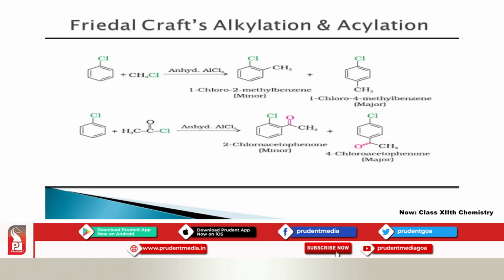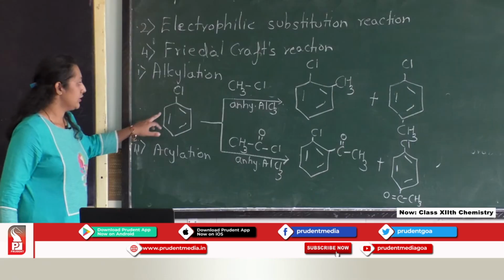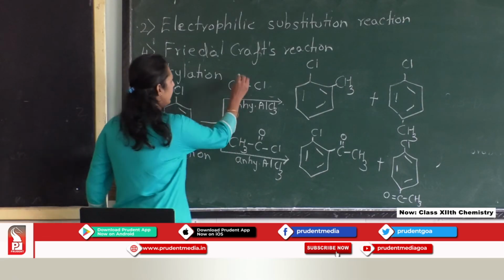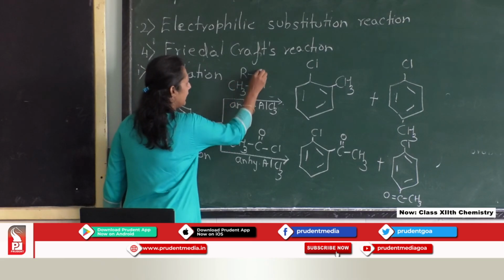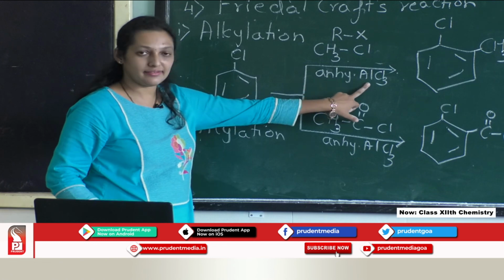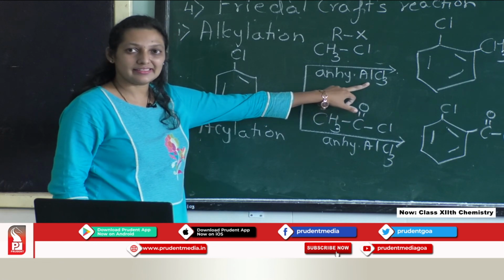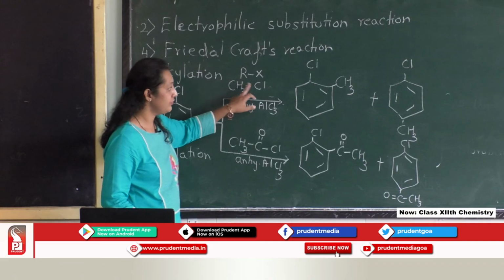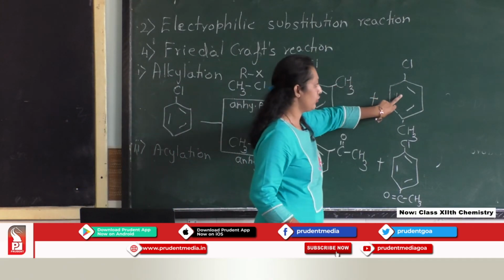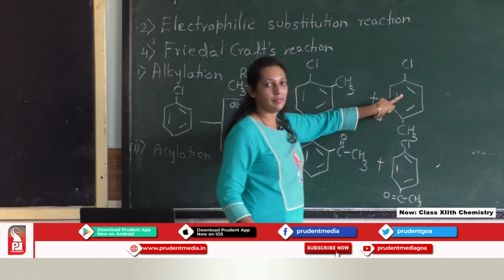The fourth one is Friedel-Crafts reaction. Under the Friedel-Crafts reaction, we have two types. One is the Friedel-Crafts alkylation and second one is the Friedel-Crafts acylation. Now, chlorobenzene, when treated with the alkyl halide, any alkyl halide you can take, or even we can write as RX also. So, here I have taken the methyl chloride in presence of anhydrous AlCl3 that acts as a Lewis acid. We will get the 1-chloro-2-methylbenzene and 1-chloro-4-methylbenzene.